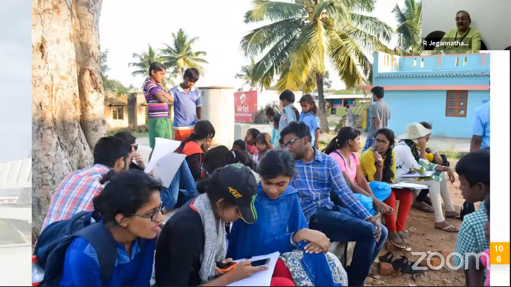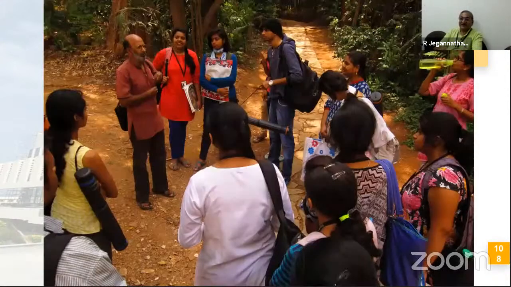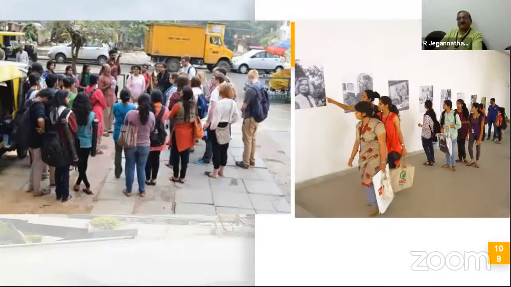The Hanchialli village discussions, where the students were trying to understand and observe through sketching and interaction with the villagers. Design walks are also undertaken. We take the students to different heritage areas of the city, or we work with INTACH and go on a heritage walk with them, go to Lal Bagh Gardens as a part of their landscape course, and do all these kinds of urban design walks, five senses walks, and the various activities that are done through them, and the learning process happens. So it's always learning through experience.